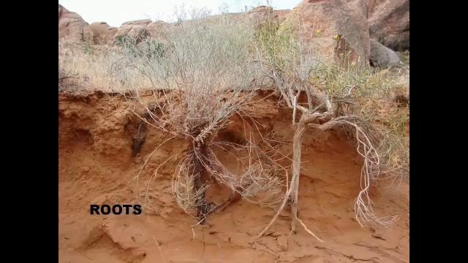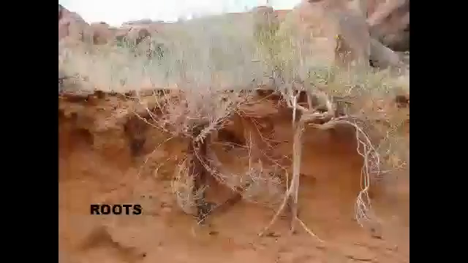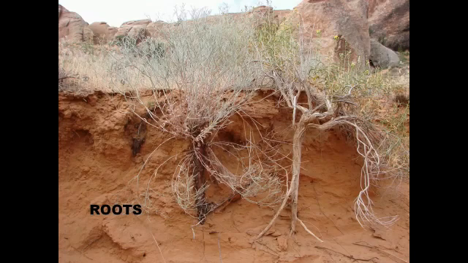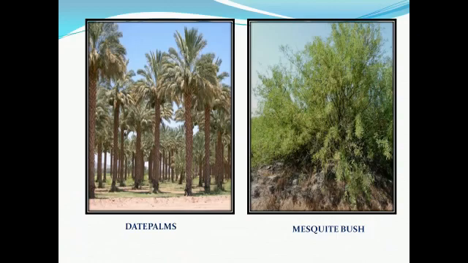Cacti have different types of roots. In some plants, the roots go deep into the ground in search of water. In many plants, the roots spread out just under the surface of the soil. Other plants that grow in deserts are date palms and mesquite bush.